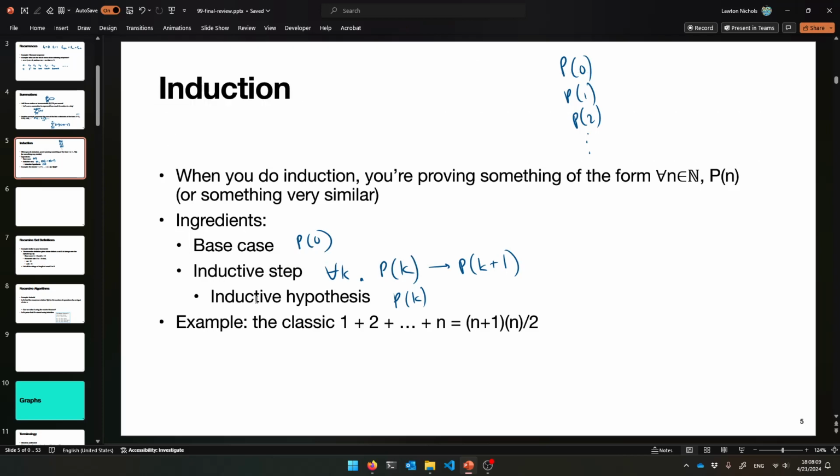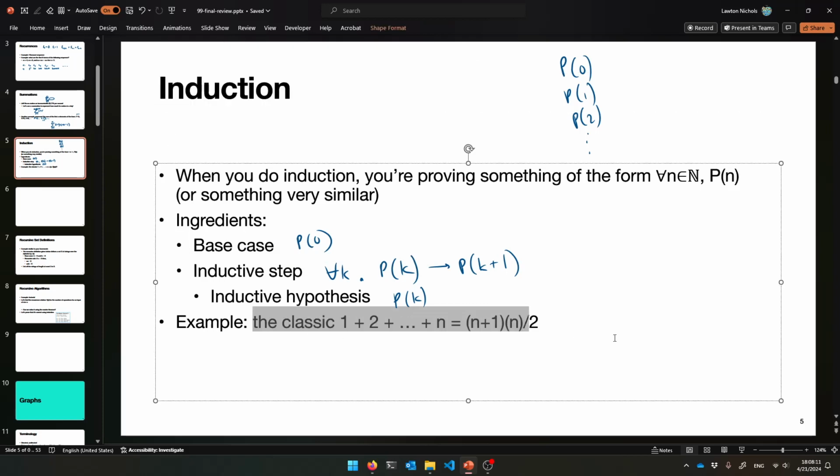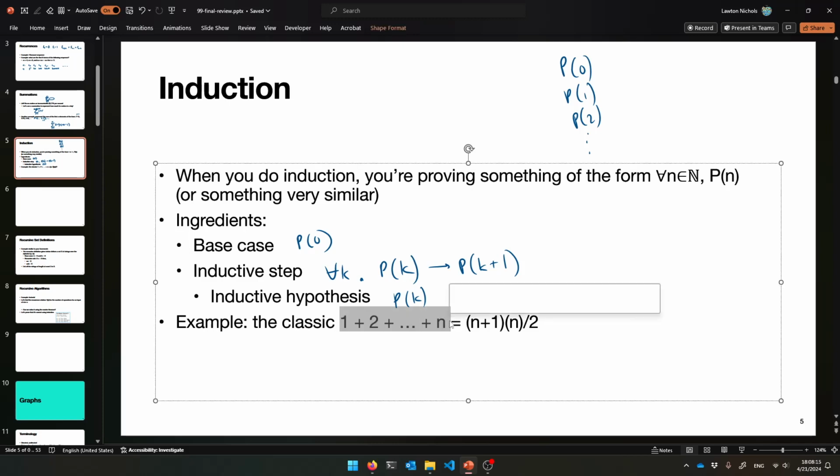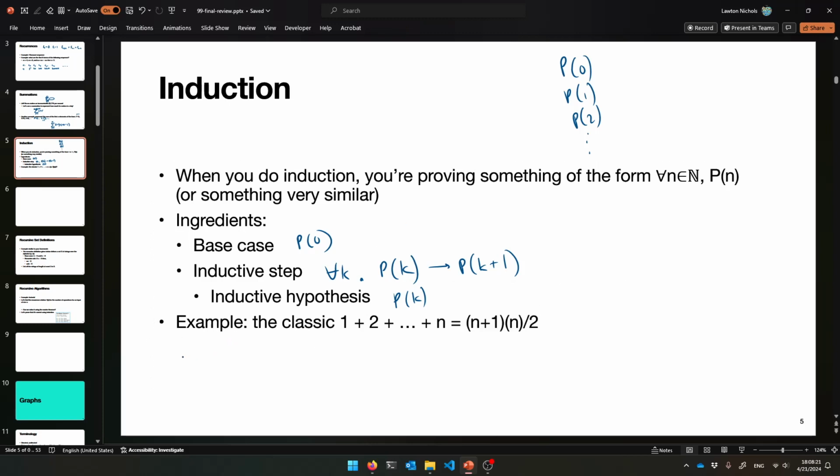okay? So yeah, just for fun, just to remember everything, let's do the classic proof that the sum of the first n numbers is equal to this closed form. It's equal to (n+1) times n over 2. Okay, so what's our proof? It's going to be by induction, we say. By induction, if you want to be very specific. And then we give a base case and an inductive step.